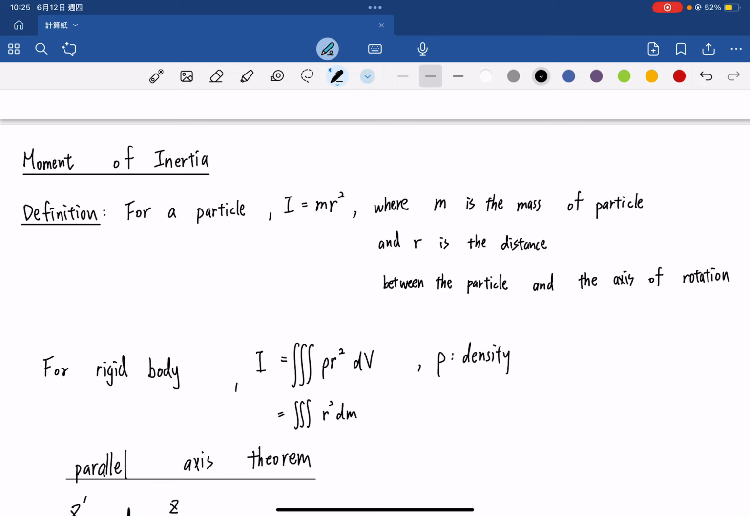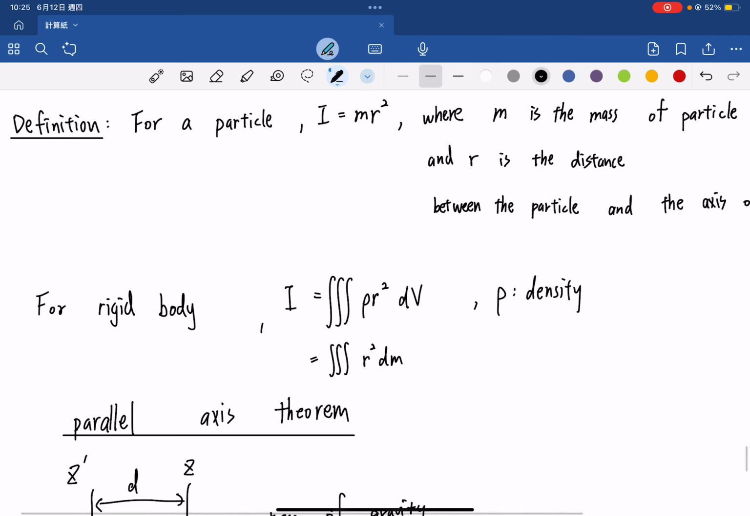And so for a rigid body, the moment of inertia is equal to the triple integral of the density times the square of the distance between the particle and the axis of rotation, dV. Since mu dV is equal to dm, this integral is also equal to the triple integral of distance squared dm. Okay.